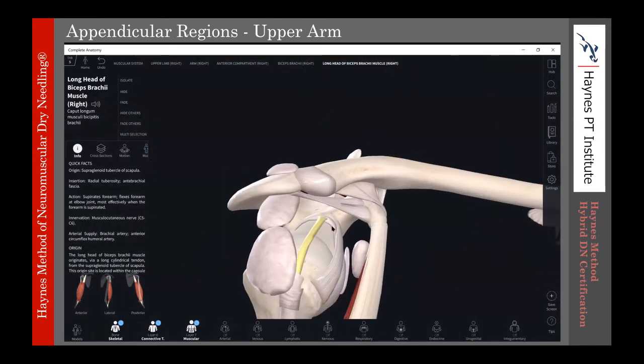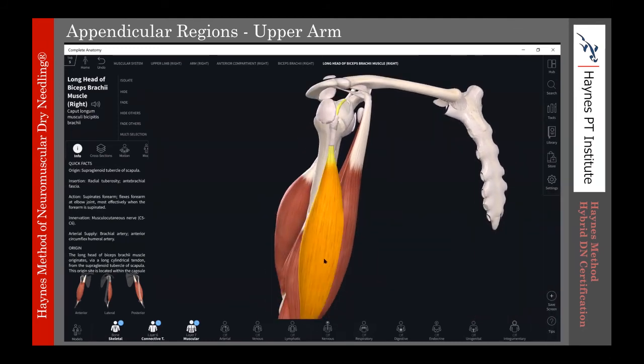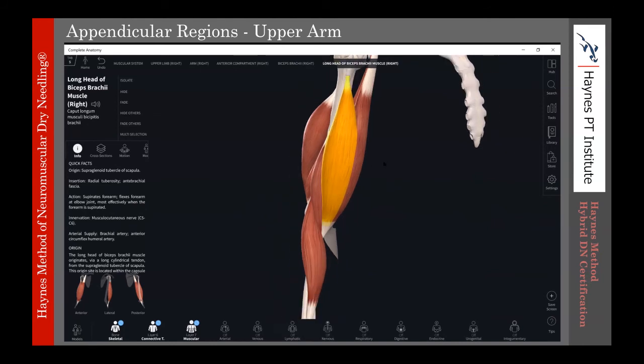Clinical relevance: if they have a superior glenoid tear, frequently that's why we're not doing any resisted bicep, to prevent any further tearing, or if there's, say, a SLAP repair, that's why we avoid that resisted elbow flexion. Its insertion again is into the radial tuberosity. Its action is it supinates the forearm and flexes the forearm at the elbow joint, and it's most effective when the forearm is supinated.